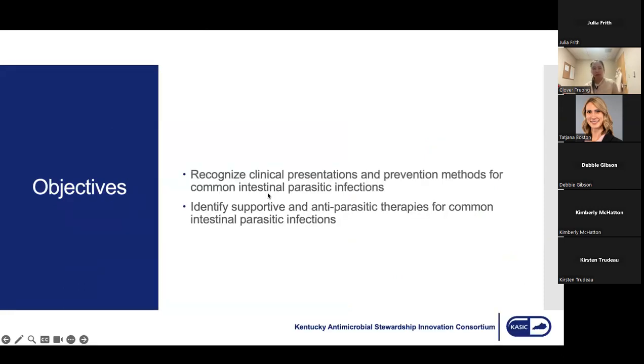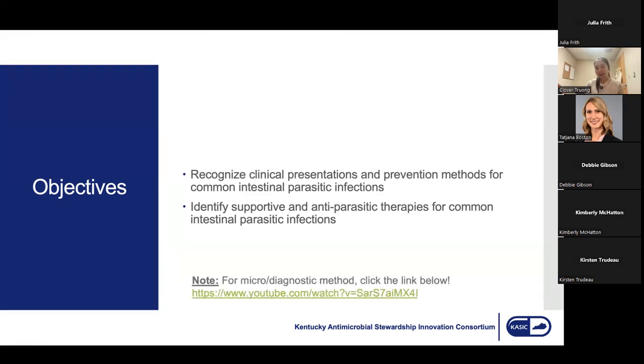So the objective for today's presentation: by the end of this presentation, you should be able to recognize the clinical presentation and the prevention methods for the common intestinal parasitic infections. You should also be able to identify the supportive as well as the anti-parasitic therapy for the common intestinal parasitic infections. And as I mentioned, since Dr. Chung has given a very nice presentation on the microbiology lab work, my presentation will not focus on that, but I do put the link on the presentation. If you want to review that, just click on the link and it will lead to his presentation.